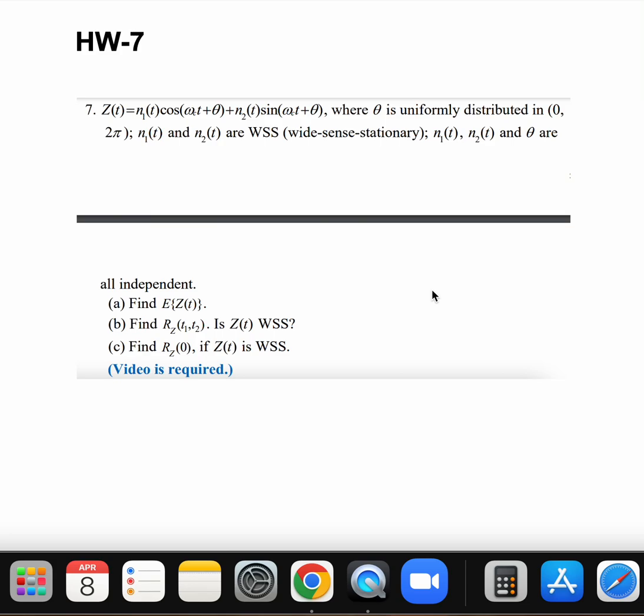and stochastic processes. The first video question was question 7. The question states that we are given Z(t), which is eta 1 times cos(omega_c t + theta) plus eta 2 times sin(omega_c t + theta), where theta is uniformly distributed in 0 to 2 pi. Eta 1 and eta 2 are WSS, which is wide sense stationary, and all of eta 1, eta 2 and theta are independent. The first part asks us to find the expected value of Z(t).